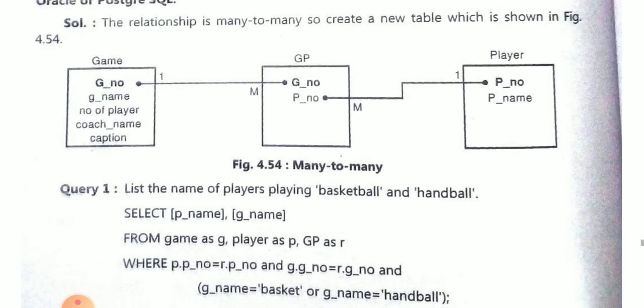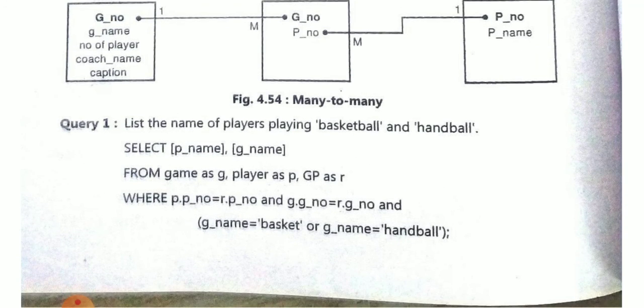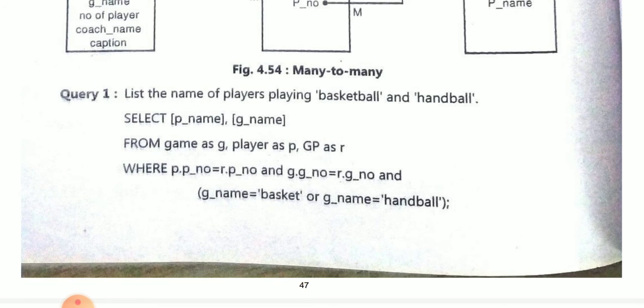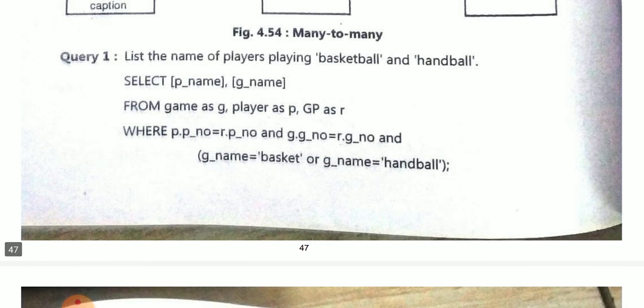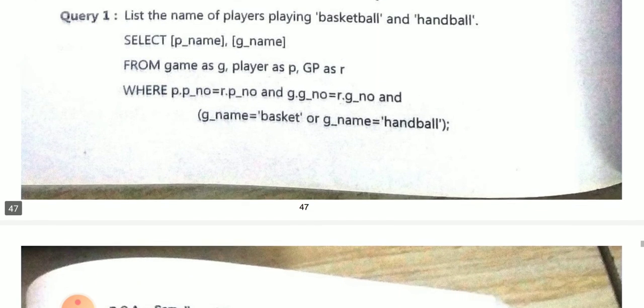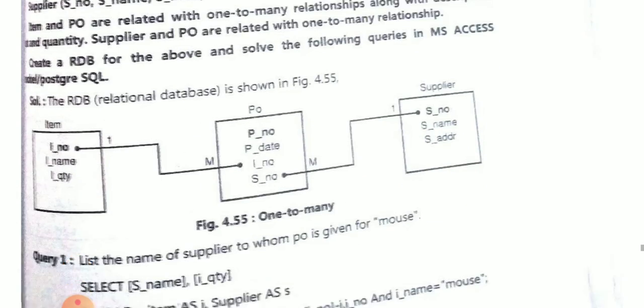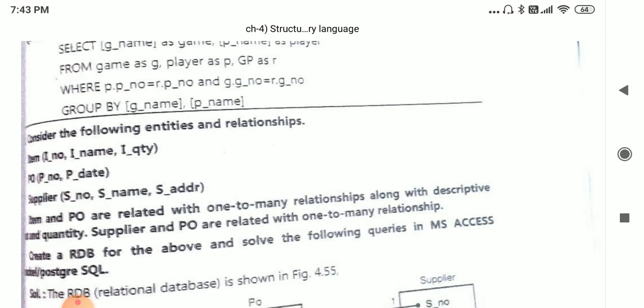In SQL, just write this code on SQL server, then this will give us the output of the above query, that is: select p name, G name from game as G, player as P, GP as R where P dot p number is equal to R dot p number. This returns the result of the above query. Now just apply your own logic and solve these queries.